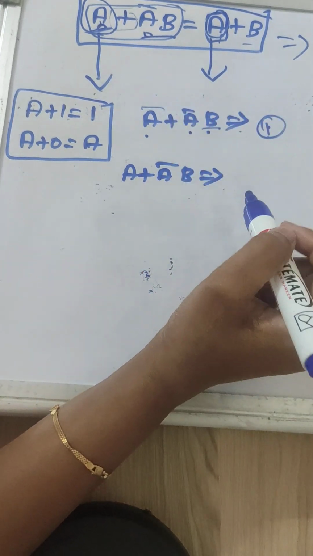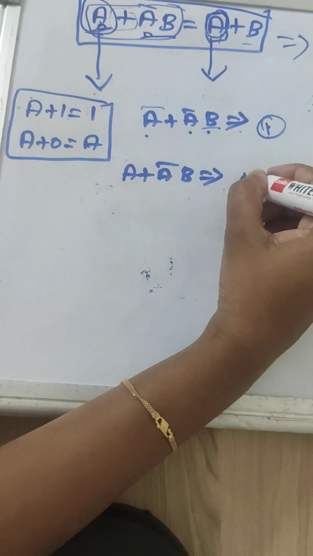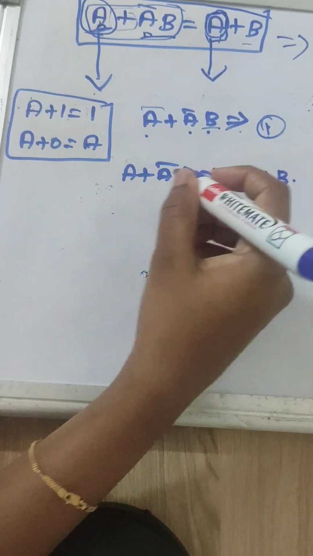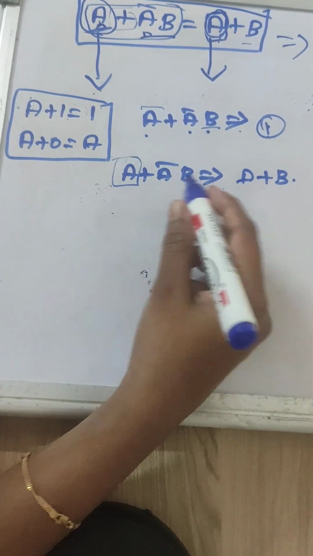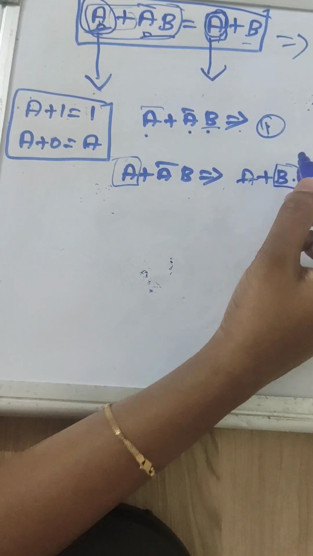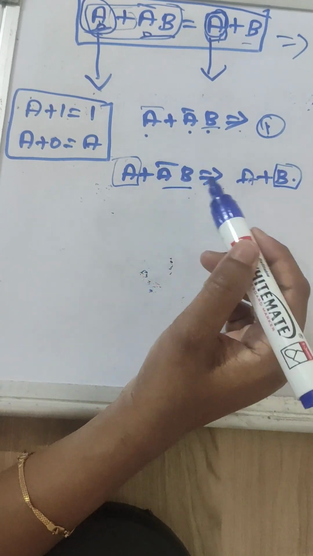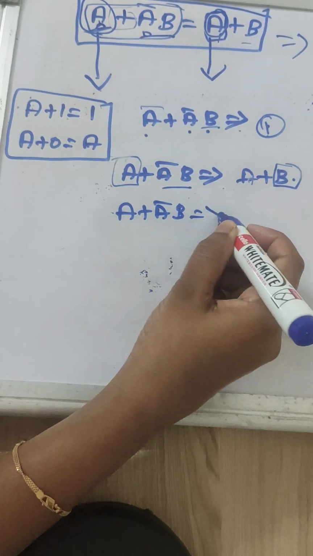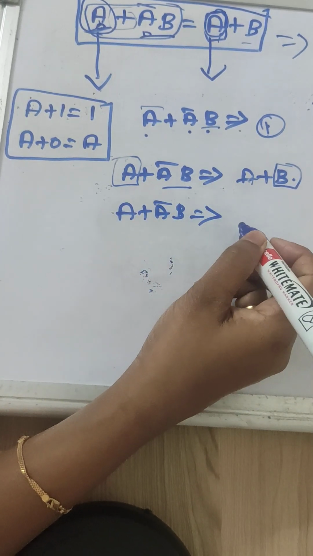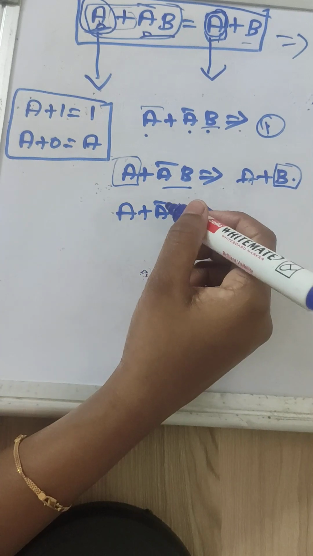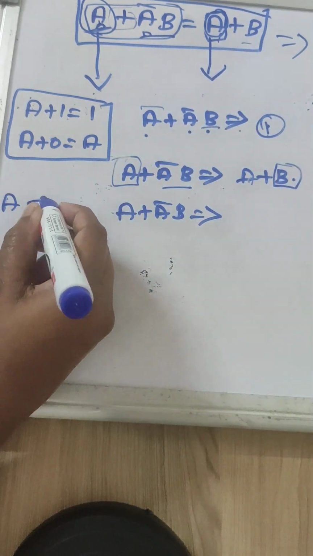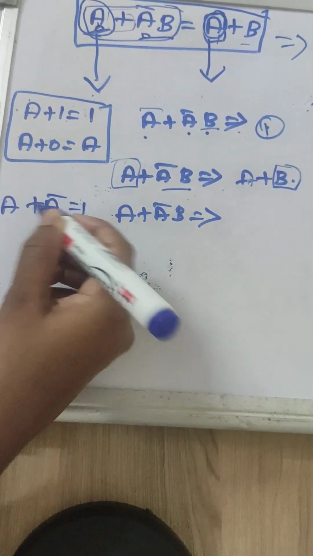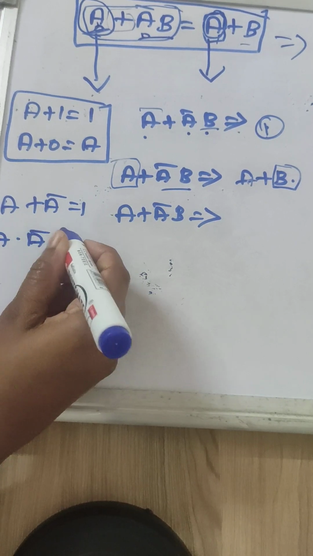So now we have to prove that it is equal to A plus B. This A can stay the same, but in the term A bar B, the A bar needs to be cancelled, right? For that, how can we proceed? We'll include another B term with A, using some properties we know, right? A plus A bar will be 1, and A dot A bar will be 0.